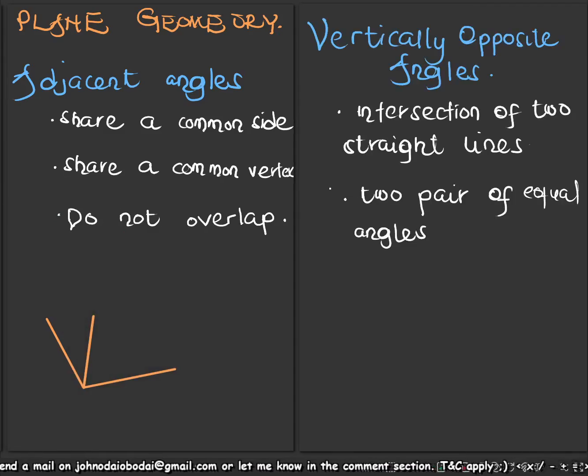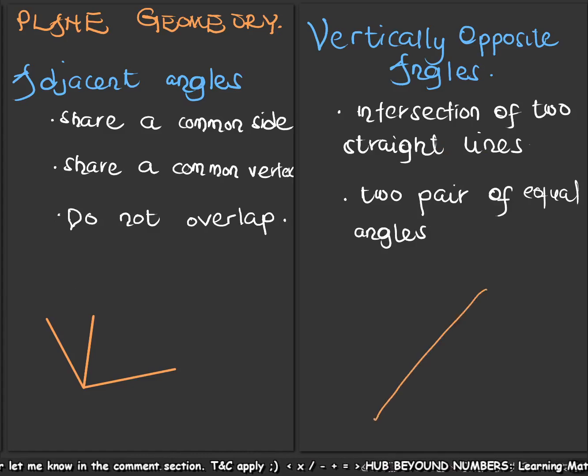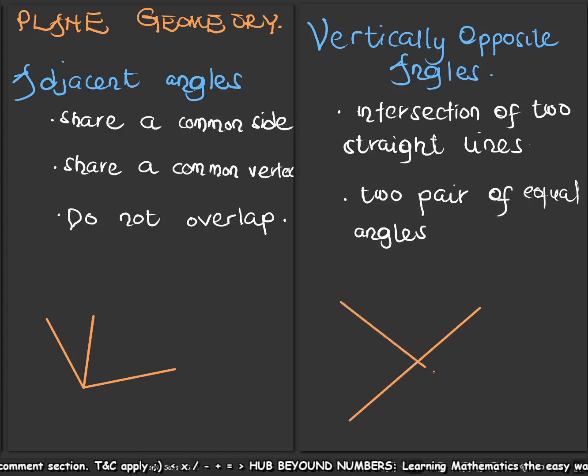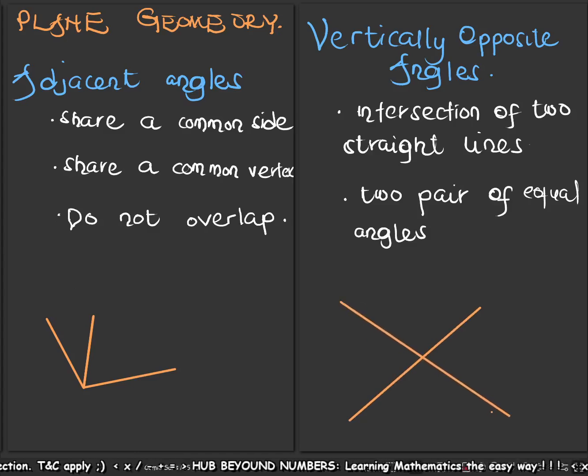Talking of vertically opposite angles, we say that they are formed by intersection of two straight lines. So I have a straight line here, and then another also over here like this. You remember we said angles are formed when two lines meet. So these are two straight lines intersecting each other. Now, there are angles that are being formed.